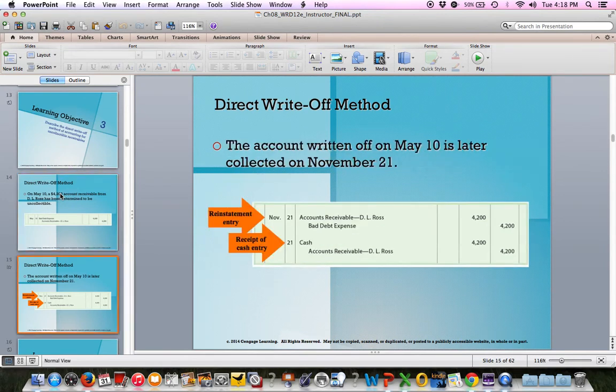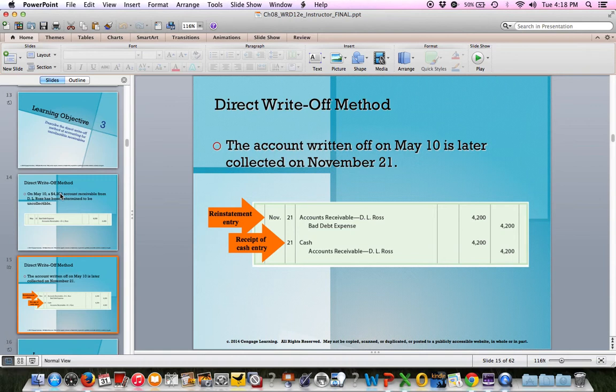Now, that doesn't mean we can't collect it later. We can still collect something. And so we have the direct write-off method here. And it says that the account written off on May 10th is later collected on November 21st. So we can still collect it. There's nothing stopping us from doing that. Obviously, if somebody's going to pay us, we're going to accept it.